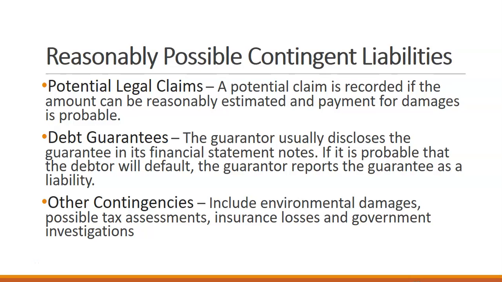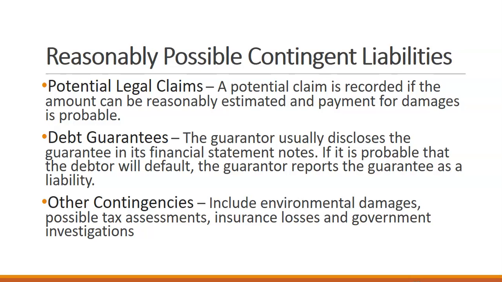Any other contingencies can be caused from environmental damages, tax assessments, insurance losses, if we're being investigated by the government for anything, and this can be a whole host of things. And we can't necessarily say, okay, so let's think about the derecho that we had in August. We can't just say, we're pretty sure the state of Iowa is going to have some kind of natural disaster and we're going to lose money because of it, so we're going to record that in our accounting record.